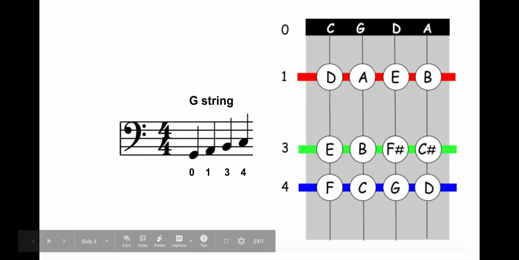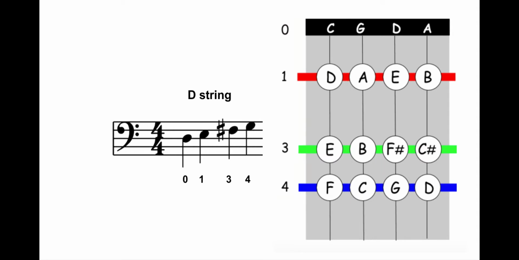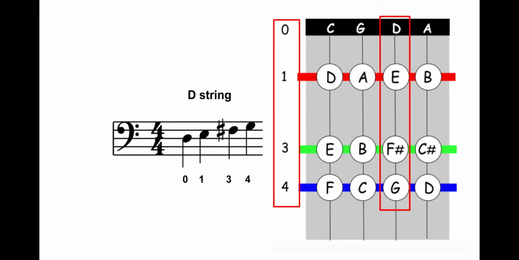Here are the notes for the G string. You're going to use 0 for the open G, 1 for A, 3 for B, and 4 for C. Here are the notes on the D string. Again, you're gonna use open D for D, 1 for E, 3 for F sharp, and 4 for G.